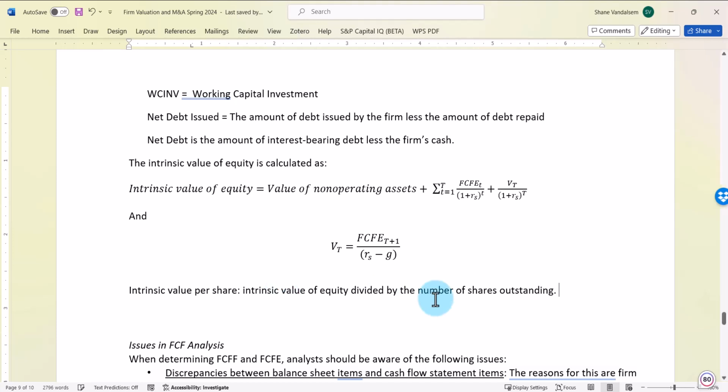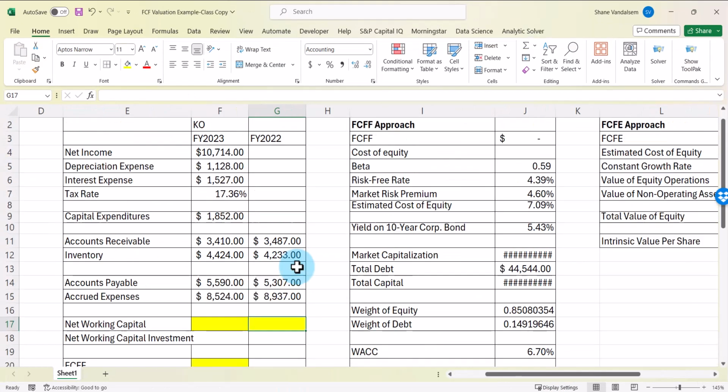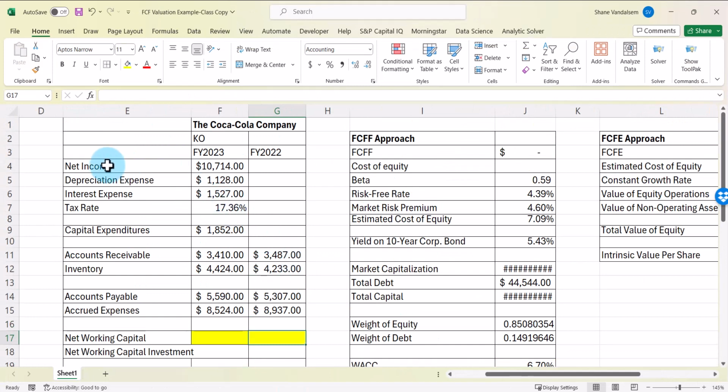So I'm going to go over now to the spreadsheet for Coca Cola. So we're going to start up here. I'm going to start off with net income and then our non-cash charges. That's our depreciation expense here. Then our interest expense, our tax rate, our capital expenditures. I'm going to show you how to calculate the net working capital. And so let's start there.